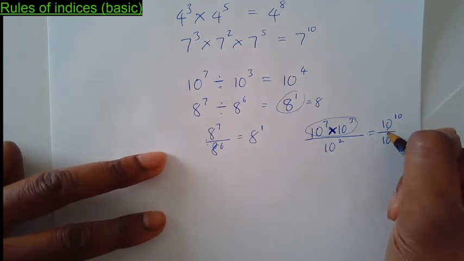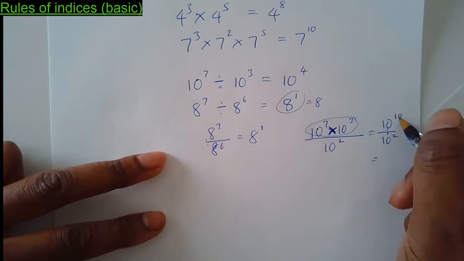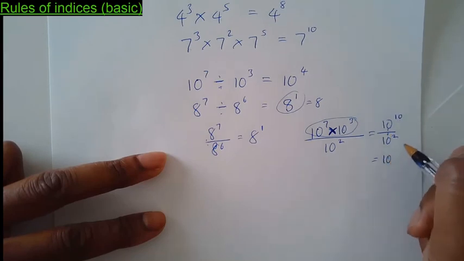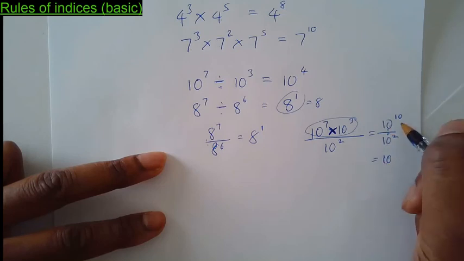Now it becomes a division problem. When you're dividing, you need to subtract the indices. So it'll be 10. Copy the base, 10. 10 take away 2. That 10 take away 2 there is 8.